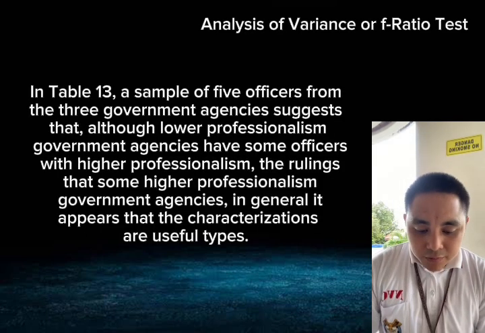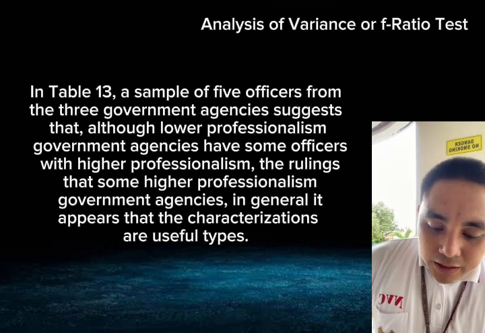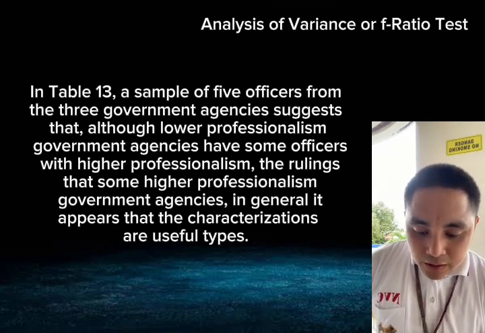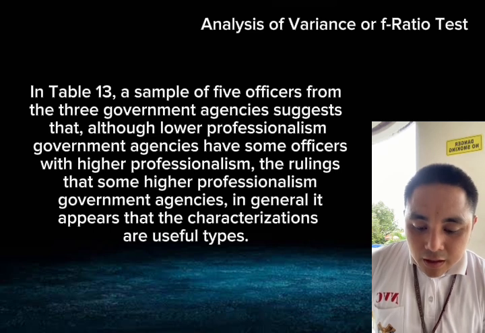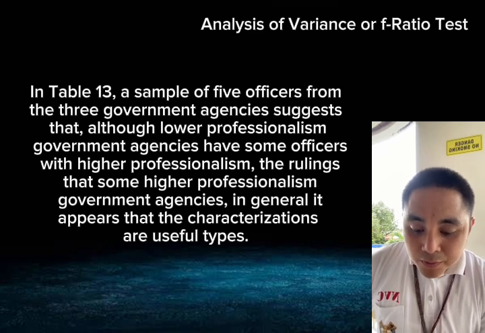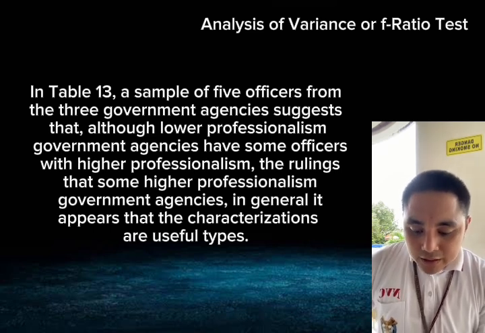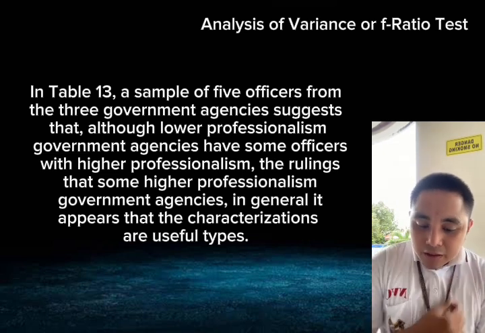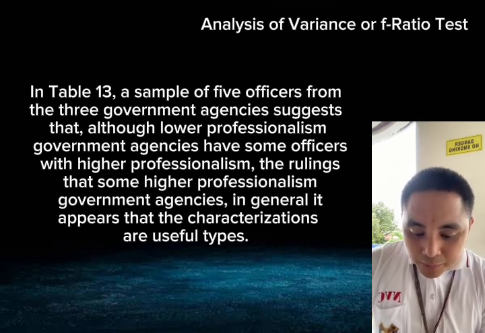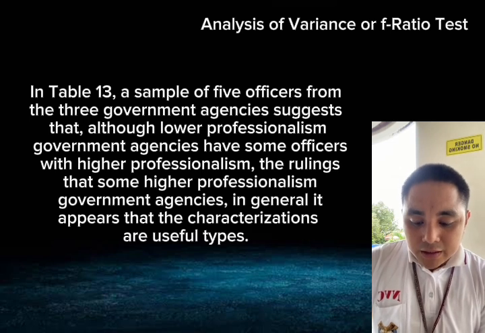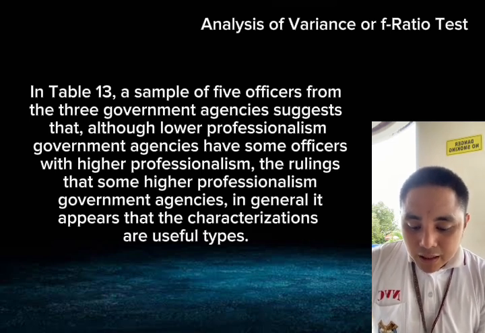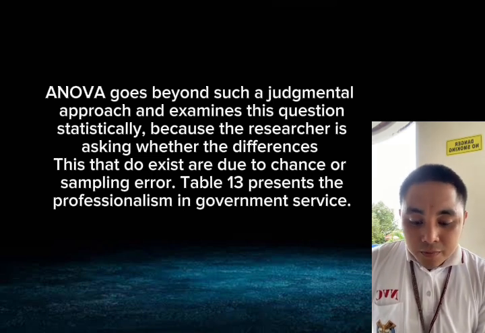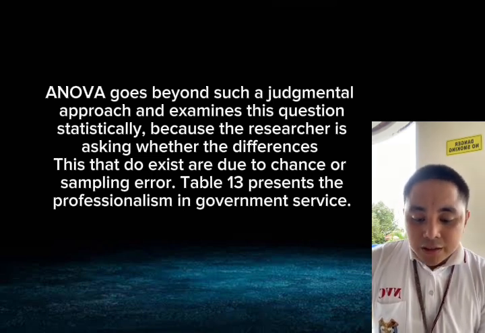Analysis of variance or F ratio test. In Table 13, a sample of 5 officers from the 3 government agencies suggests that although lower professionalism government agencies have some officers with higher professionalism, in general, higher professionalism government agencies appear to have more professional officers. Analysis of variance or F ratio test.